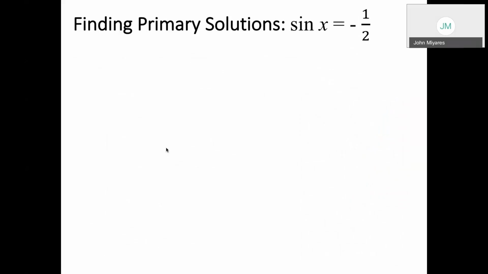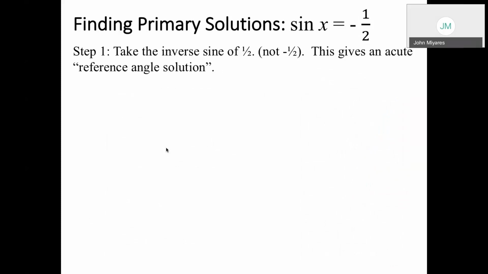Let's try another one here. Suppose we're interested in finding the primary solutions for the equation sine of x equals -1/2. My recommendation here is to first take the inverse sine of +1/2 rather than -1/2, because by using +1/2, we'll be able to know the appropriate acute reference angle solution, because taking the inverse sine of any positive number will always get you the angle back in quadrant 1.